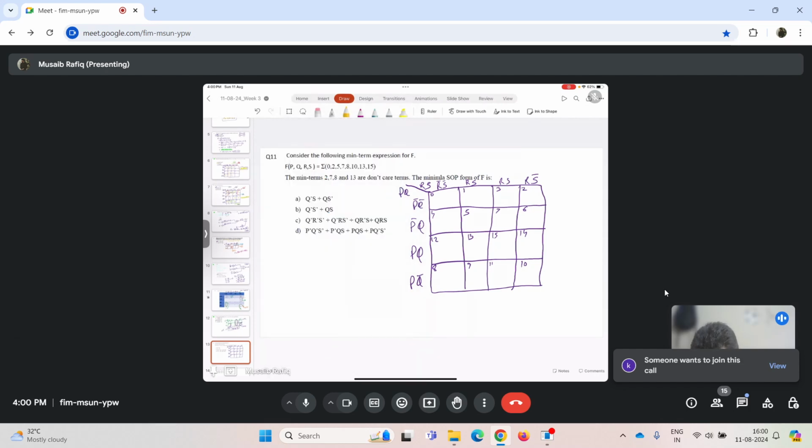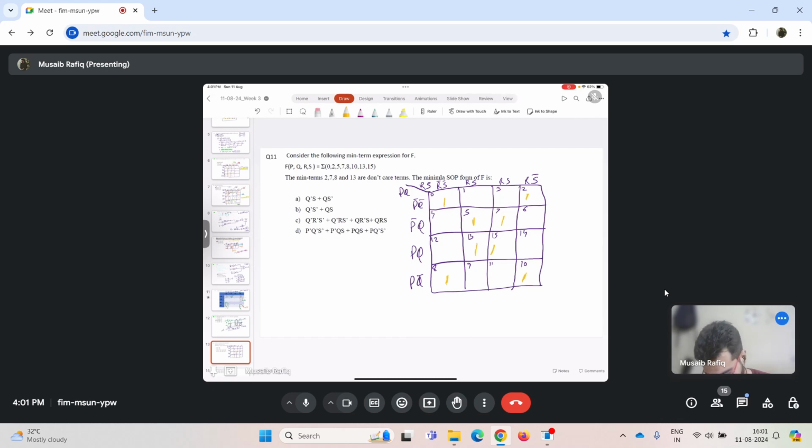Now I'll mark the minterms. So this is 0, 2, 5, 7, 8, 10, 13, 15. Right? These are my minterms. And there are also some don't care conditions. That is 2, that's already there, so I don't need to mark that. 7 already there, 8 and 13, so no need to mark them.